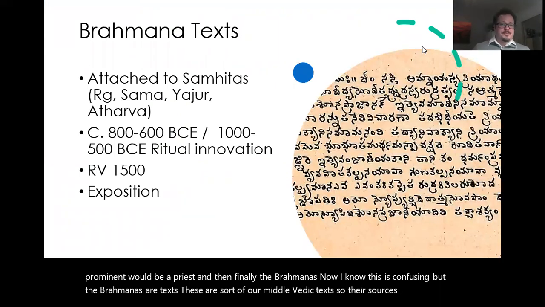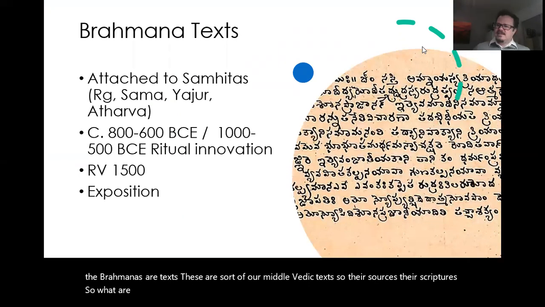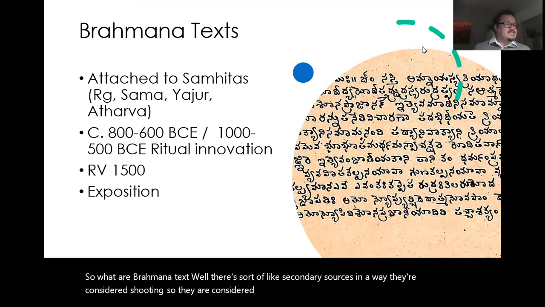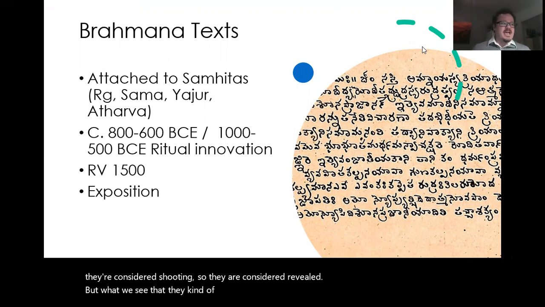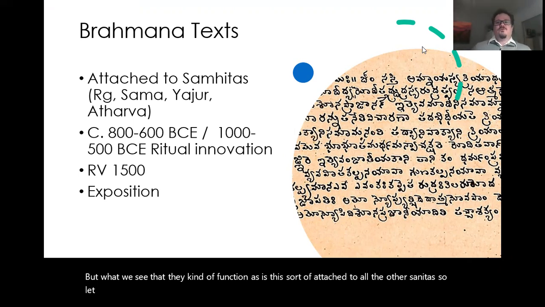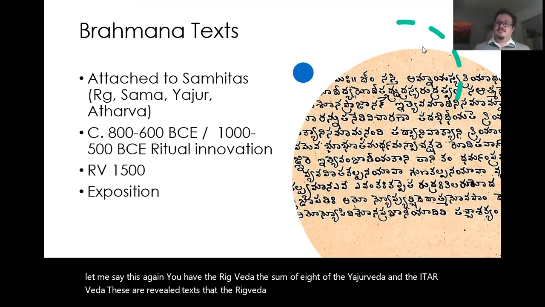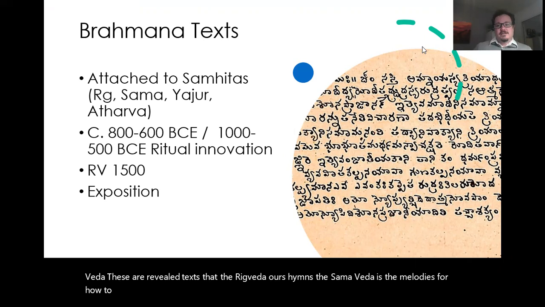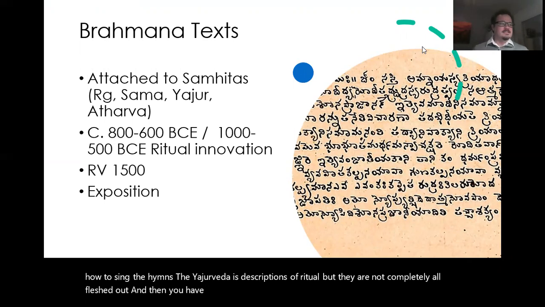So what are Brahmana texts? Well, they're sort of like secondary sources in a way. They're considered Shruti, so they are considered revealed. But what we see is that they kind of function as attached to all the other Samhitas. So let me say this again. You have the Rig Veda, the Samaveda, the Yajurveda, and the Atharva Veda. These are revealed texts: the Rig Veda is hymns, the Samaveda is the melodies for how to sing the hymns, the Yajurveda is descriptions of ritual, but they are not completely all fleshed out. And then you have the Atharva Veda, which is sort of miscellaneous extras.